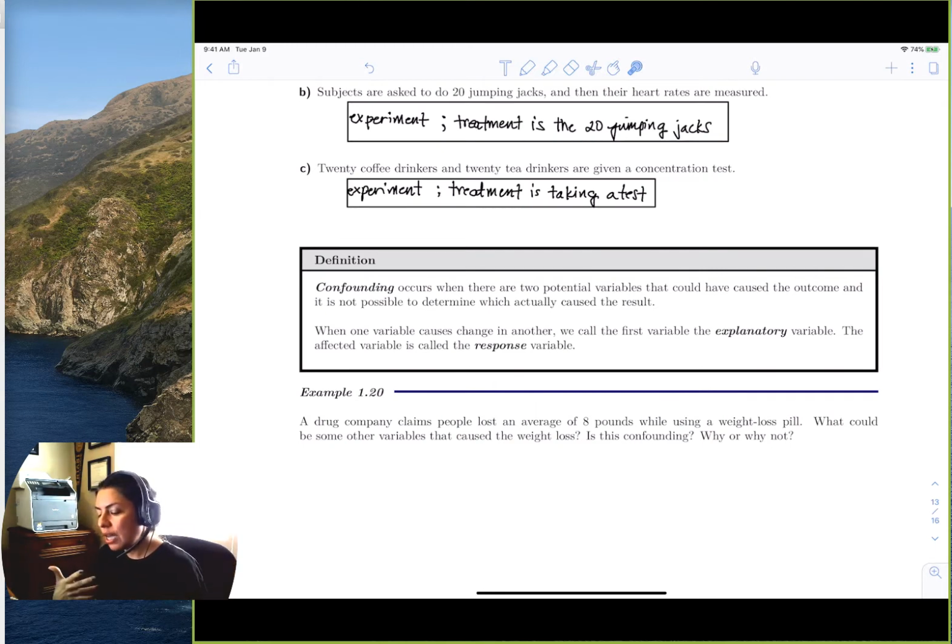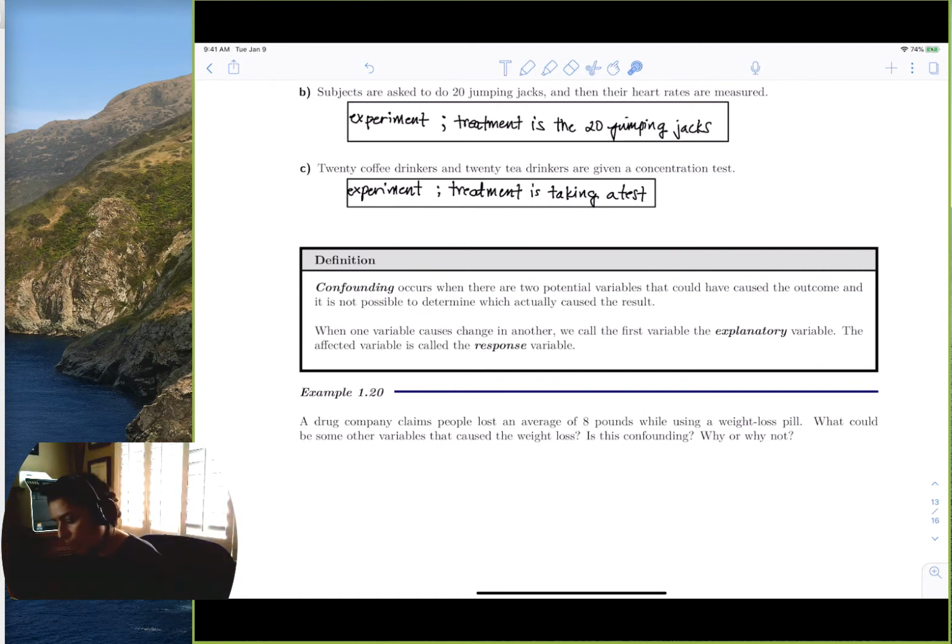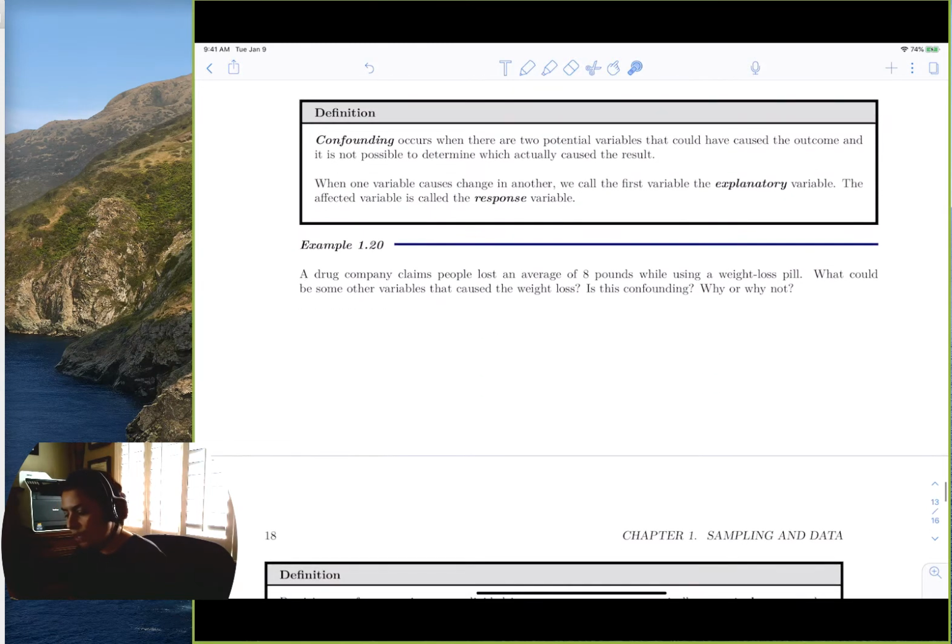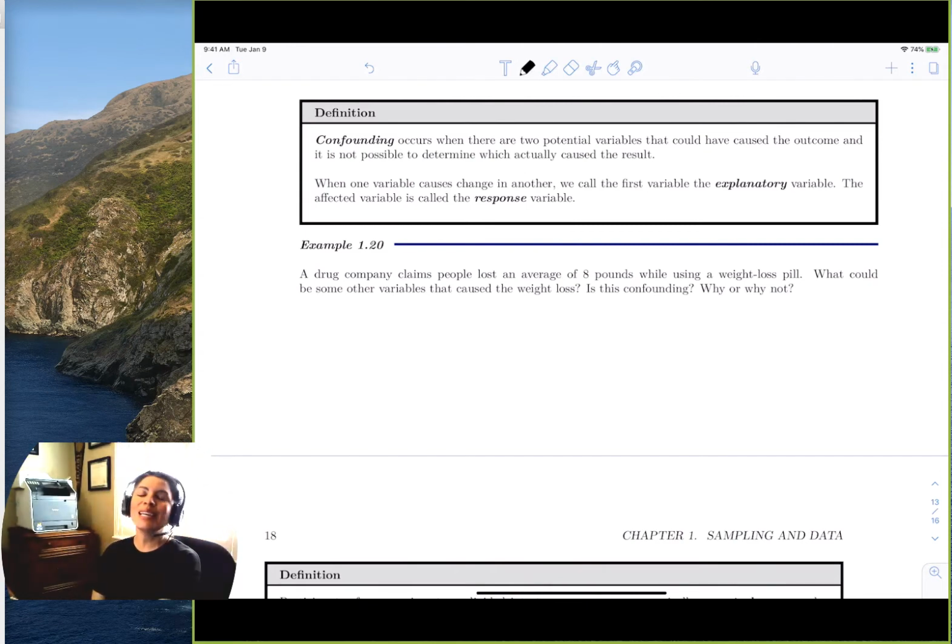So let's look at an example of a drug company that claims people lost an average of 8 pounds while using a weight loss pill. What could be some other variables that cause the weight loss? And is this confounding or why or why not? So, weight loss is always the greatest thing to talk about when we're introducing experiments because we see those ads on TV, we see them in magazines, and we're like, wow.